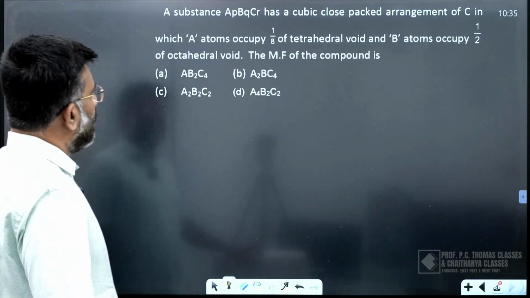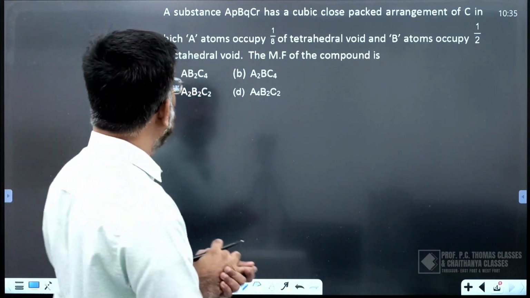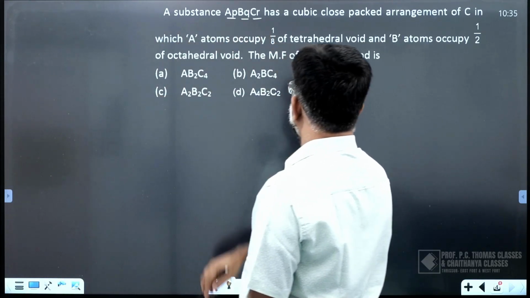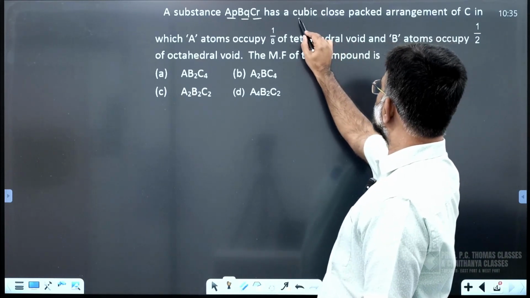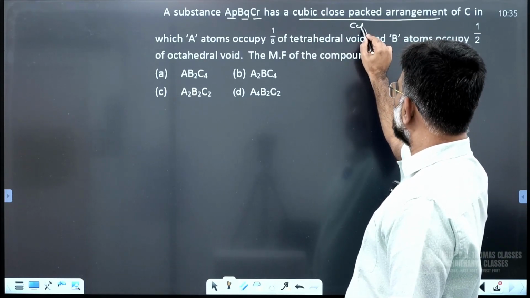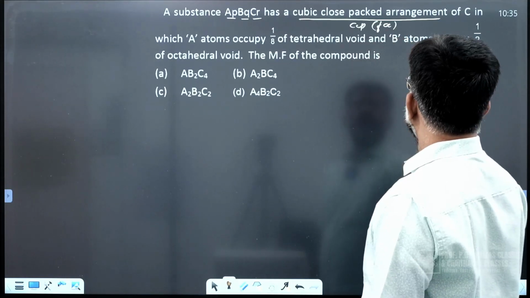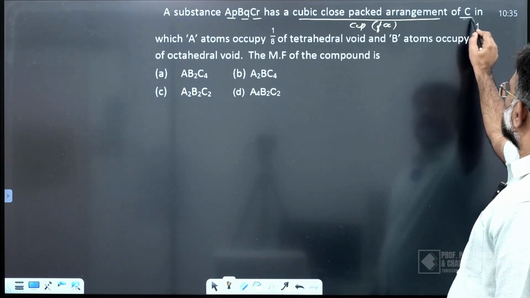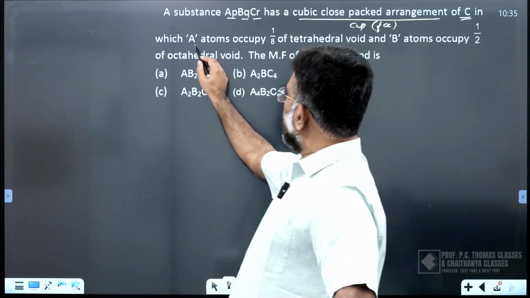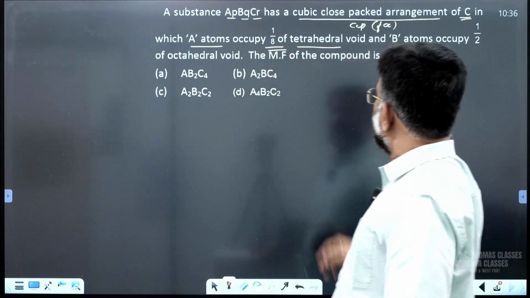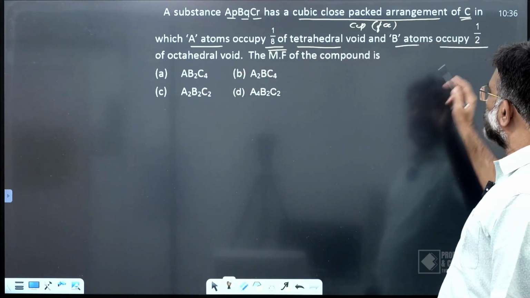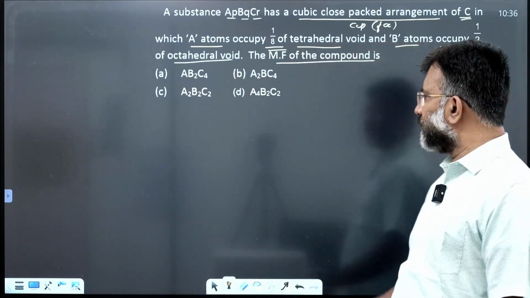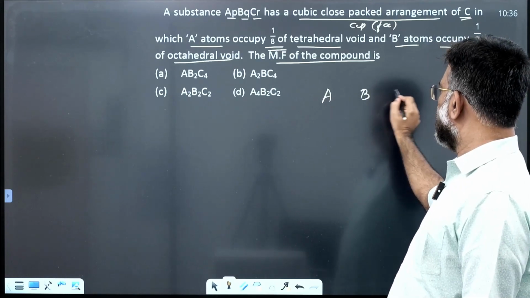And that is the last question in this video. See that question. A substance AxByCz has a cubic close packed arrangement, CCP. CCP means FCC of C. So CCP is formed by C, in which A atoms occupy 1/8 of tetrahedral voids and B atoms occupy half of octahedral voids. What is the molecular formula of the compound? You see, we have A, B and C.